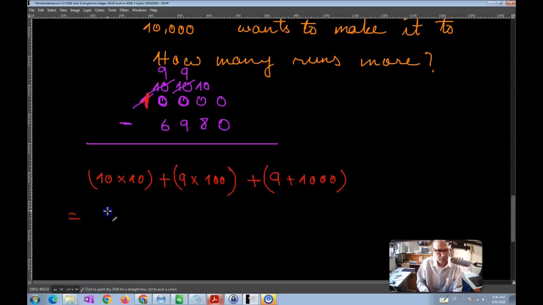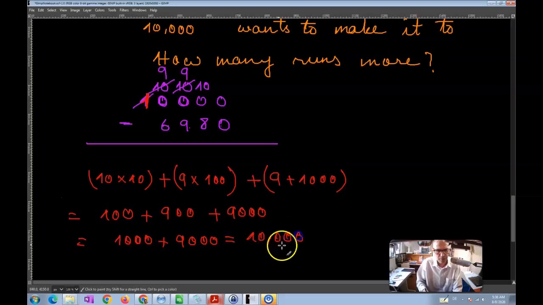So this is the same thing as 10 times is equal to 100. 9 times 100 is 900, and 9 times 1000 is 9000. And then 100 plus 900 is 1000, plus 9000 is the same thing as 10,000, and that's essentially the number that I started with over here. So that means that everything is right, right?